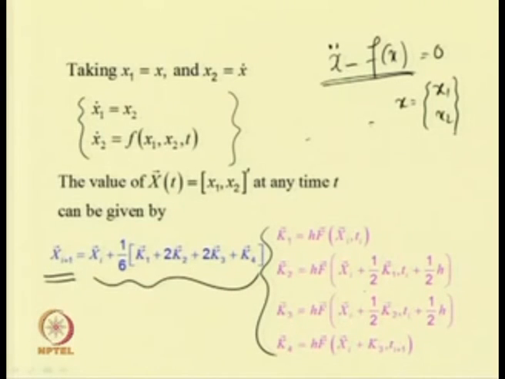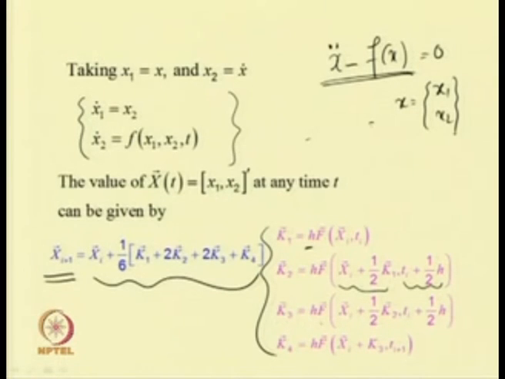this equation. Where k 1 equal to h f of x i, t i, and k 2 equal to h, where h is the increment we are taking here. So, k 2 equal to h into f, where the function is evaluated at the point x i plus half k 1 and time equal to t i plus half h.